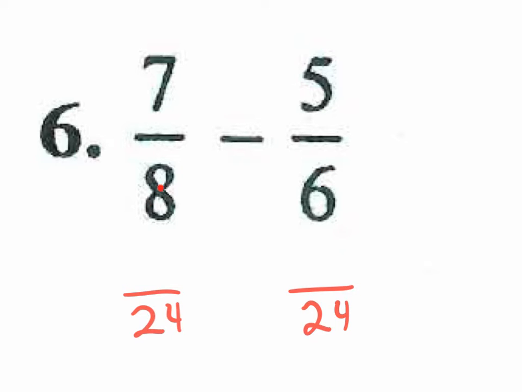So 8 times 2 is 16. Could I change 6 to become 16? No, I can't. 8 times 3 is 24. Could I change 6 to become 24? Yes, I can. So that's why I put 24 on both.